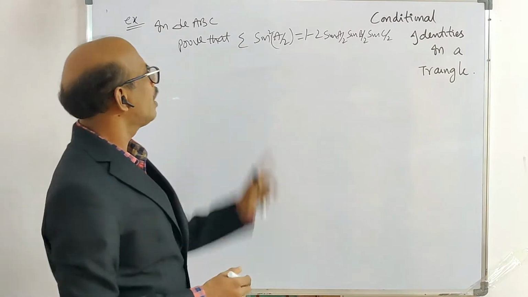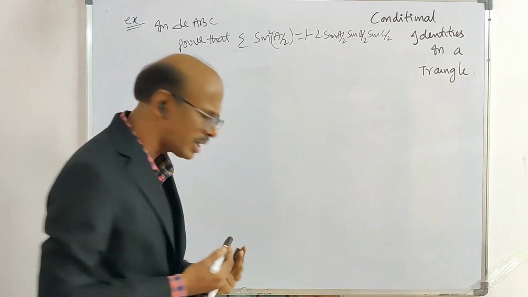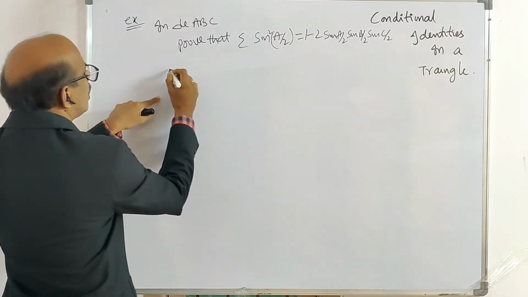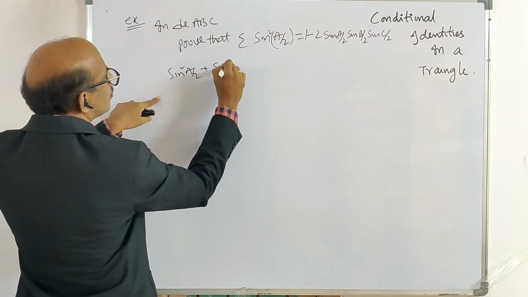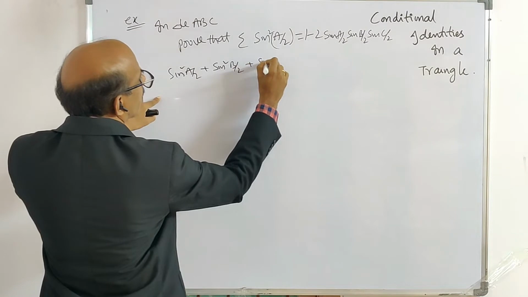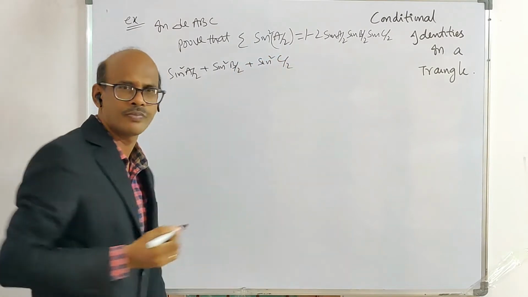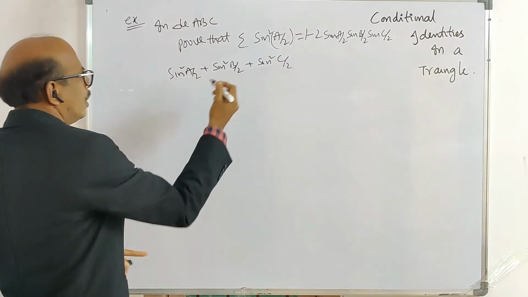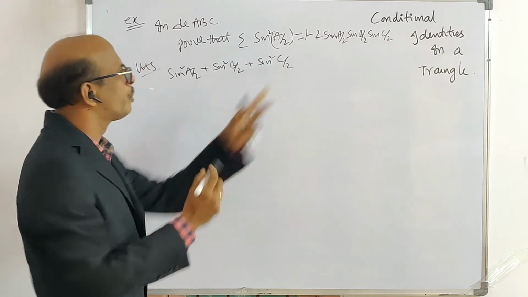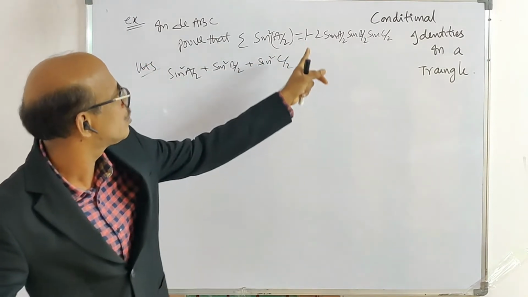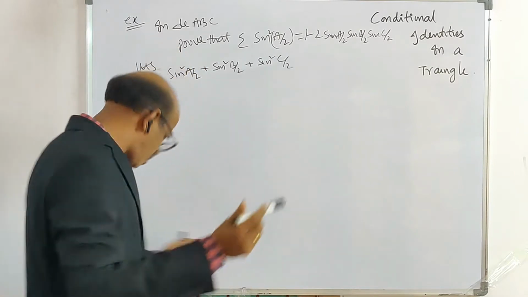Here you know very well, sigma means cyclic order summation, meaning indirectly addition. So the left hand side is simply sin square A by 2 plus sin square B by 2 plus sin square C by 2. I think you catch my point. This is the LHS. Our target is to prove the right hand side is 1 minus 2 sin A by 2 sin B by 2 sin C by 2.